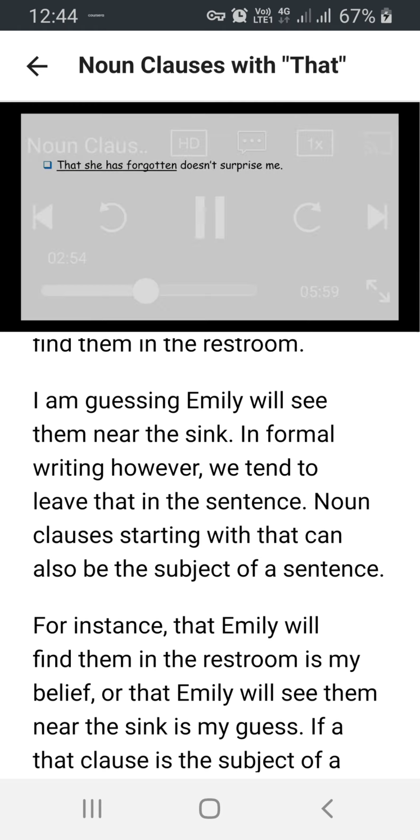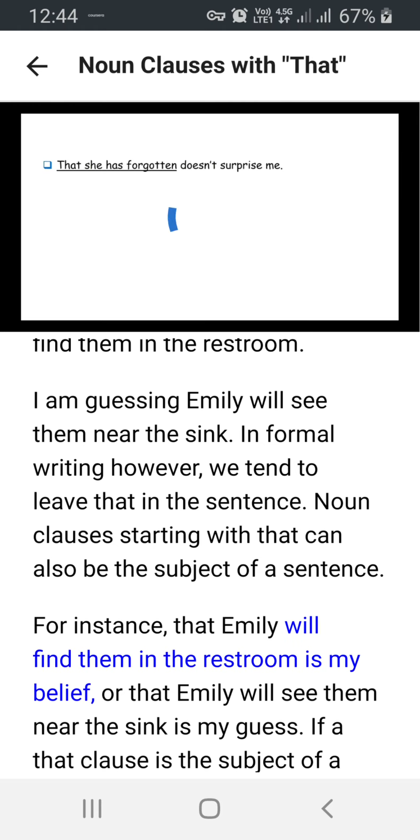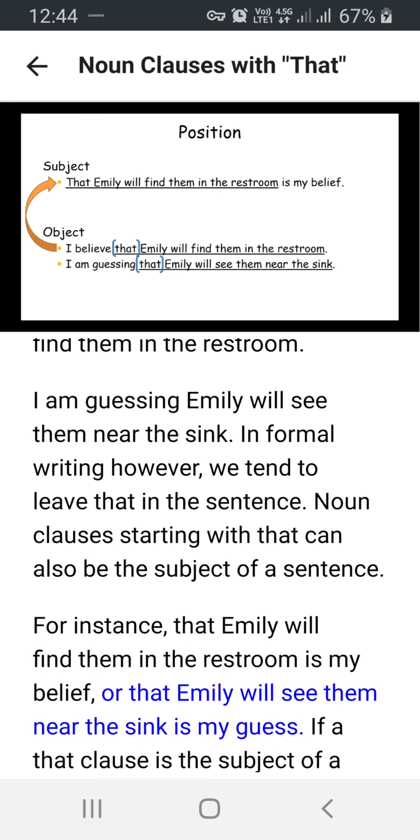Here is another example. I believe. Or, that Emily will see them near the sink is my guess. If a that clause is the subject of a sentence, the word that is not optional. It is required.